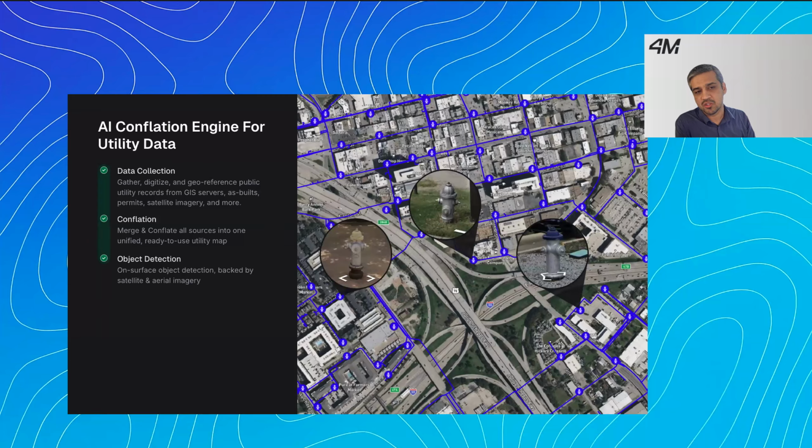Then on top of it, we also add object detection, meaning the on-surface objects. For example, for a water network, hydrants or valves, we detect based on our imagery science. So we process street level imagery, aerial imagery, and high definition satellite imagery. It's not one type of imagery source that we process, but multiple of them together to create this map. Because processing an image is relatively easy, positioning those objects correctly on a map is a difficult task.